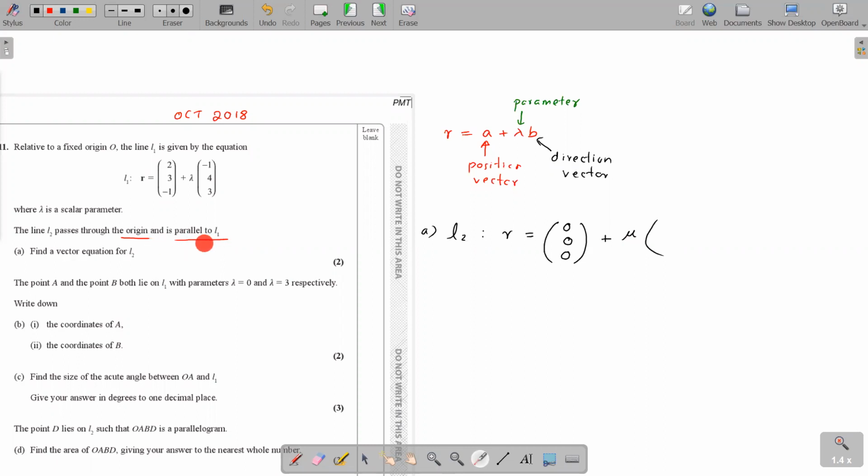And then it's parallel to line 1. So for b, we write the direction vector. They tell you line 2 and line 1 are parallel. If lines are parallel, the direction vectors are the same. So (-1, 4, 3) is the direction vector. This is the equation of line 2: r equals (0, 0, 0), the position vector, plus mu times (-1, 4, 3). The direction vector of line 2 is exactly the same as the direction vector of line 1 because the lines are parallel. Is this clear?